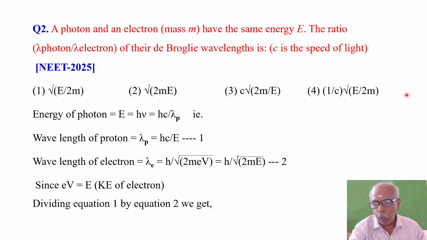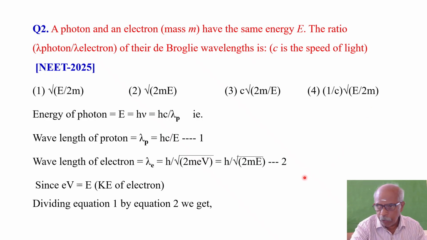So as usual, you are given four options: square root of E by 2m, square root of 2mE, c into square root of 2m divided by E, and the fourth option is 1 by c into square root of E by 2m. These are all the four options.